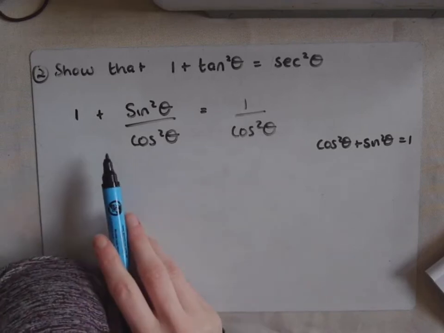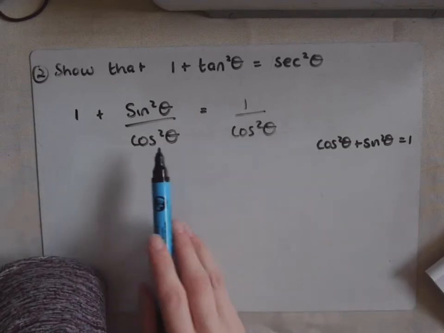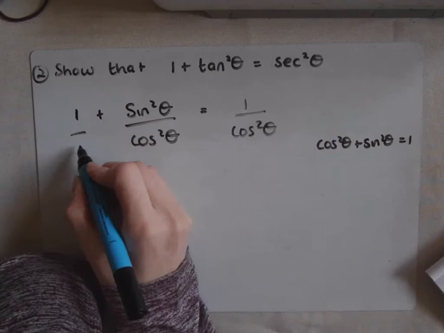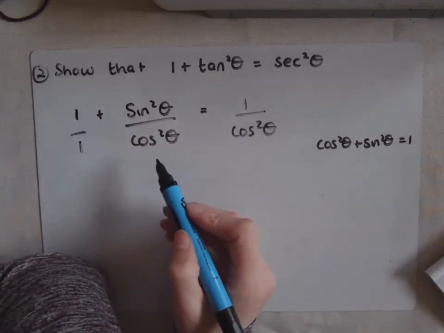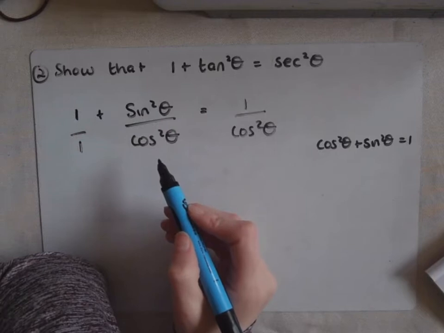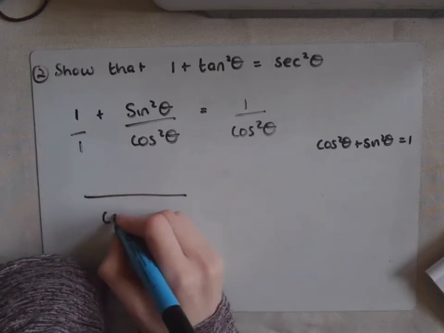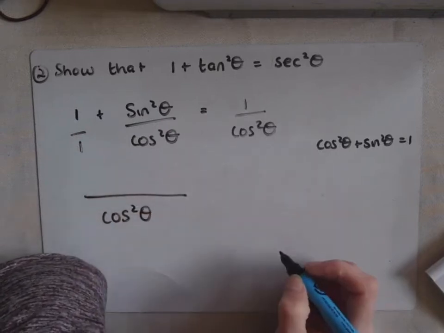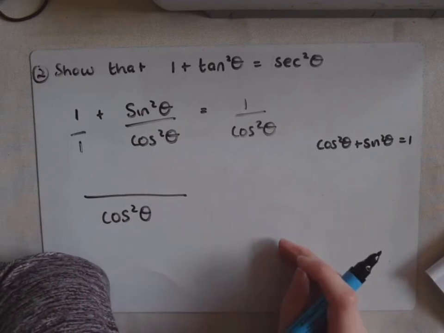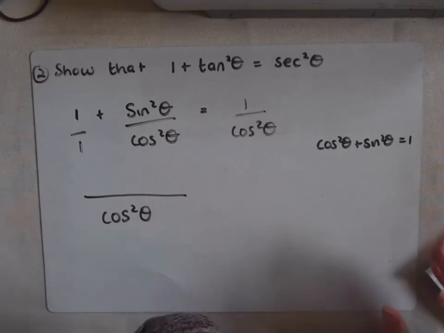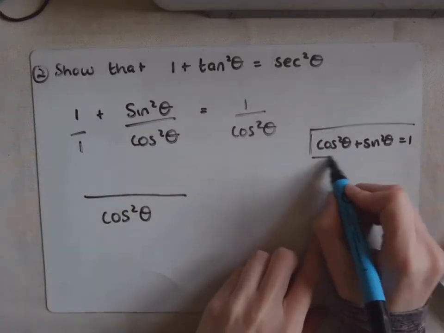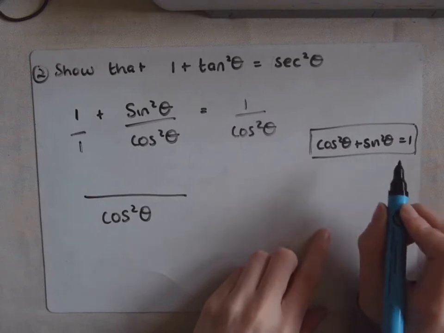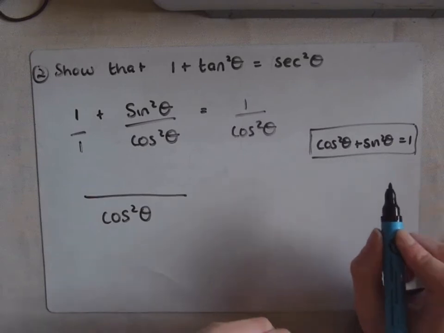So let's try something here. If I get a common denominator on this side, what's my common denominator going to be? Cos squared theta. Yeah, cos squared theta. Lovely. Miss, what does the answer from the last part have to do with this? So I might not need it yet, but I think I'm going to need it in a second. So I'm just keeping this here as a little reminder that this is something I know, but I haven't used it yet.